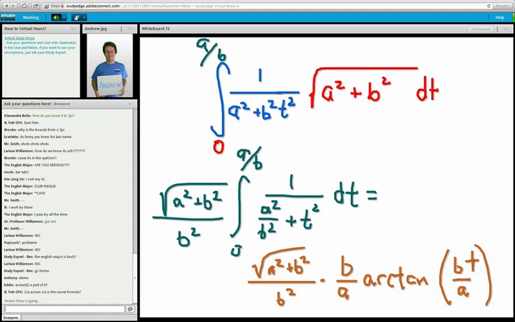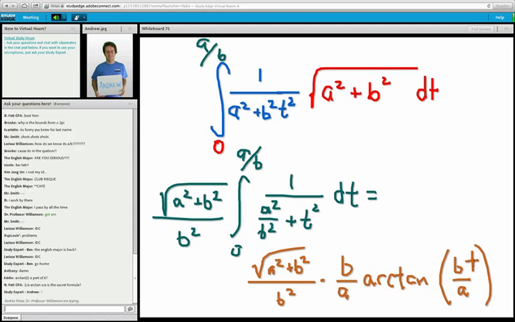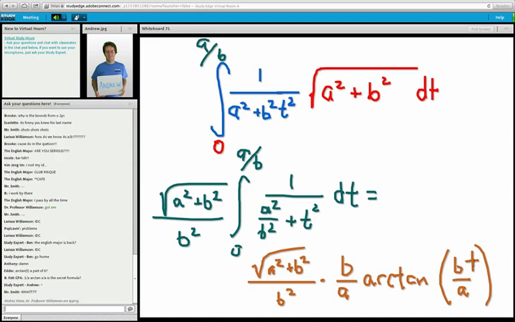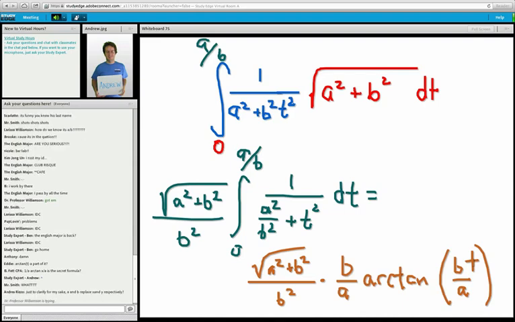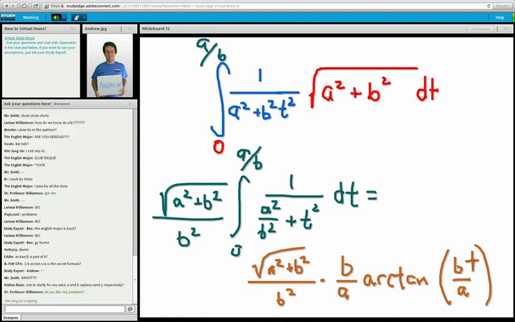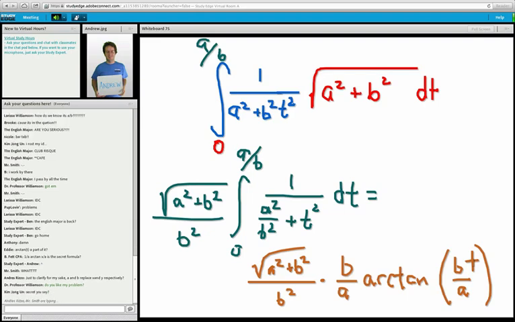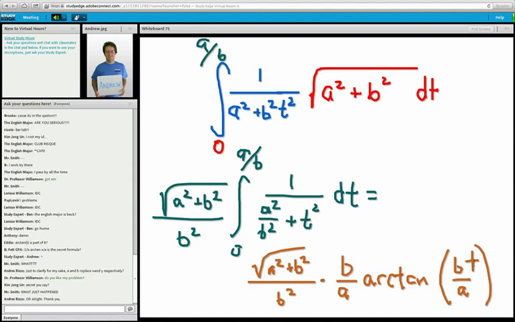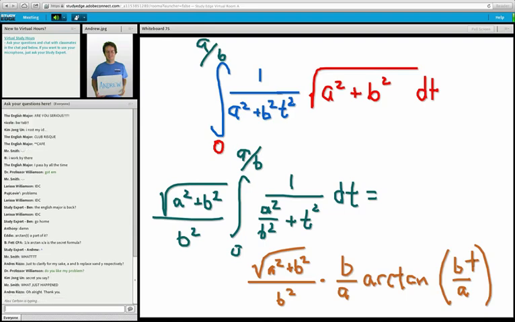Yes, Boba Fett's got it. 1 over a arctangent of x over a is a secret formula. A and b replace x and y respectively? No. A and b are constants. Okay. We good? This is an arctan integral.